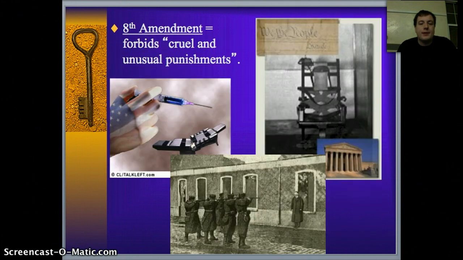There's also the Eighth Amendment, which forbids cruel and unusual punishments. Here we see the lethal injection, firing squad, and electric chair. Oftentimes, when we think about the Eighth Amendment, we talk about capital punishment, the death penalty.